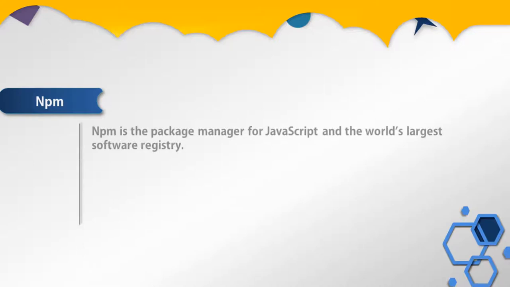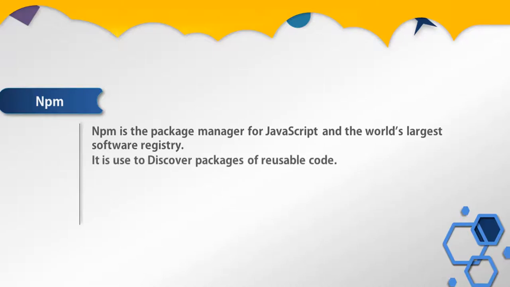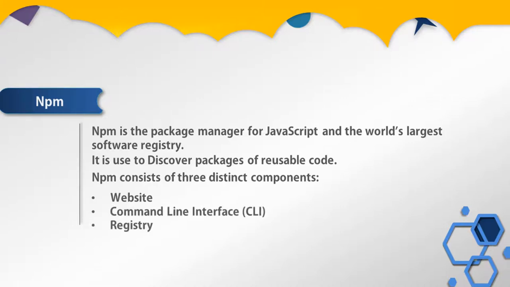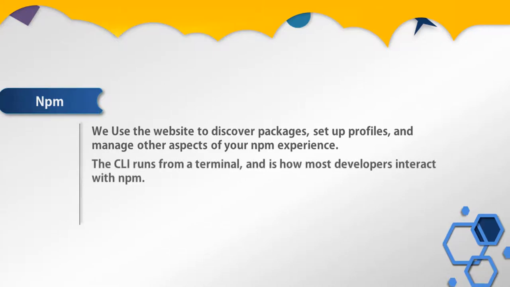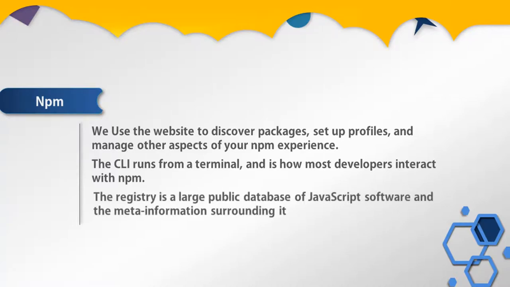NPM is a package manager for JavaScript and the world's largest software registry. It is used to discover packages of reusable code. NPM consists of three distinct components: the website, the command line interface, the CLI, and the registry. We use the website to discover packages, set up profiles, and manage other aspects of your NPM experience. The CLI runs on the terminal, and it is how most developers interact with NPM. The registry is a large public database of JavaScript software and the meta information surrounding it.